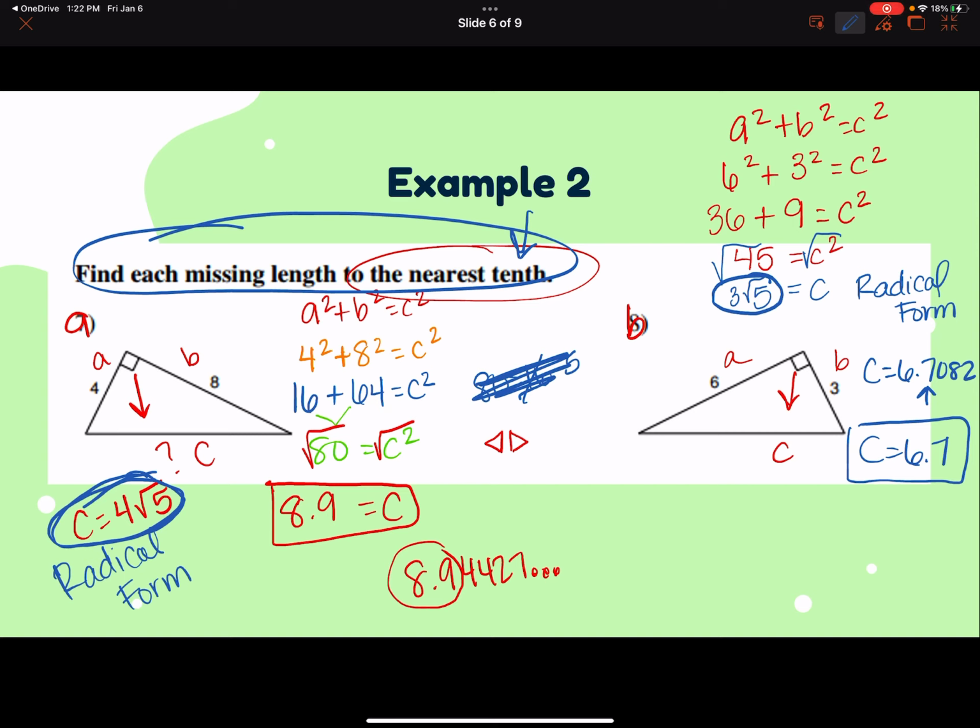Okay, so that is all for 5.2a. You do need to show your work on paper and upload it. Don't forget that step. And you may go ahead and get started on Delta Math.